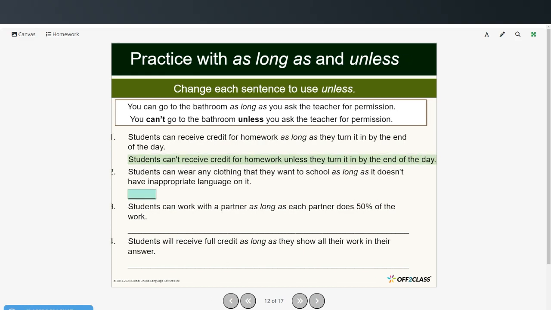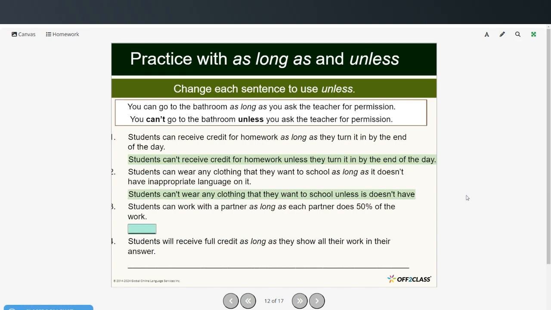Students can wear any clothing they want to school as long as it doesn't have inappropriate language on it. Students can't wear any clothing that they want to school unless it doesn't have, this should be can't, inappropriate language on it.